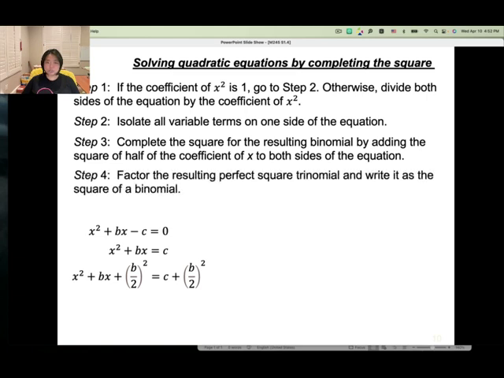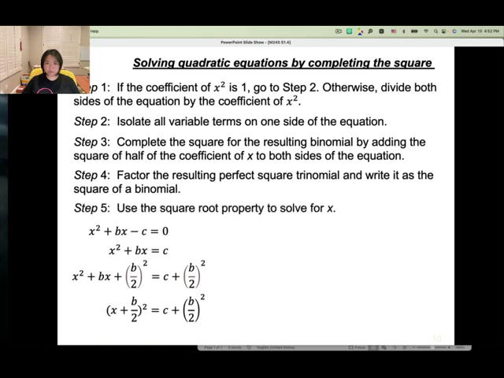And then factor the resulting perfect square trinomial. So we're going to factor this trinomial. This is going to be the perfect square, okay? So you should get x plus b over 2, squared, here. And then on the right hand side, you can just combine the like terms. Okay, this is the idea of the completing the square method. And then at the end, we're going to use the square root property to solve for x.